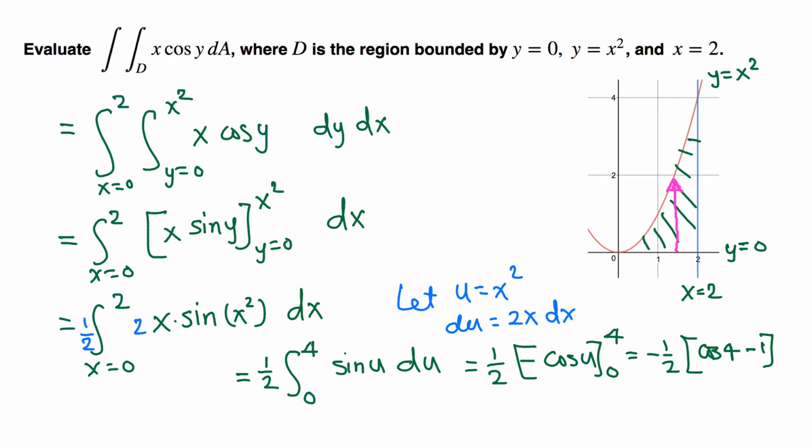If you don't like negative, you can multiply inside negative 1/2 times negative 1. Let me write that first. 1/2, positive 1/2 minus 1/2 cosine 4. Do not simplify any further. Final.